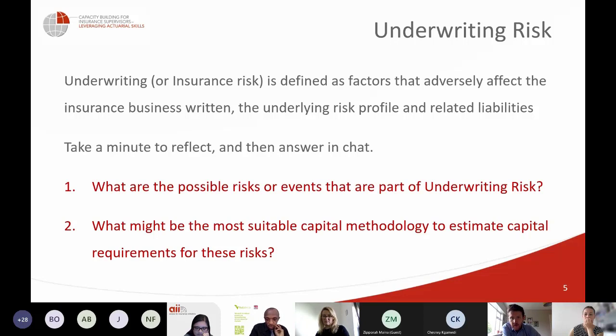Chesney, you described the longevity risk for life insurance. Would you like to elaborate a little bit? Just explain a little bit what you mean by that. What is longevity? What do you mean by longevity risk?